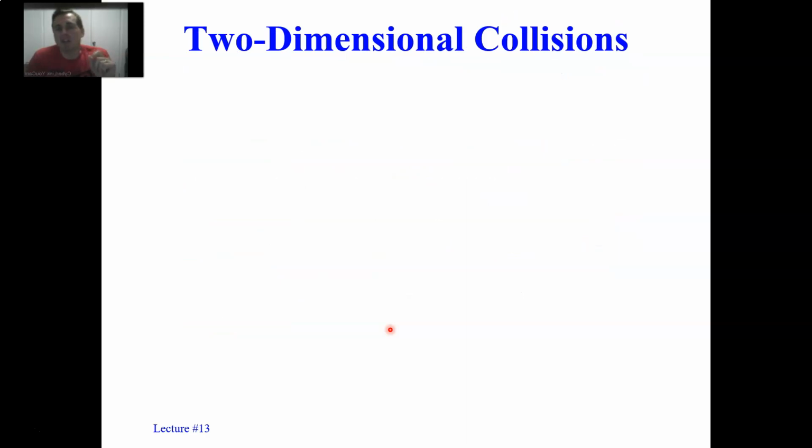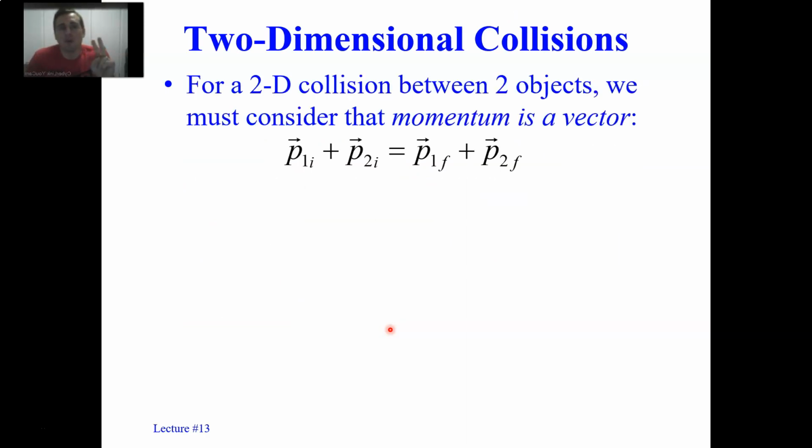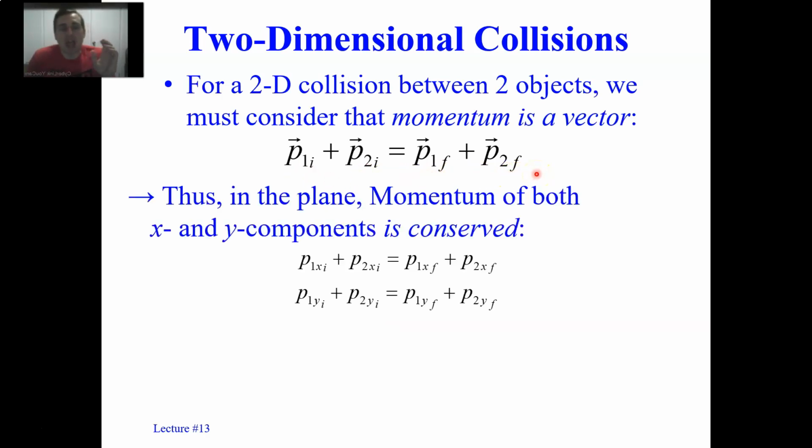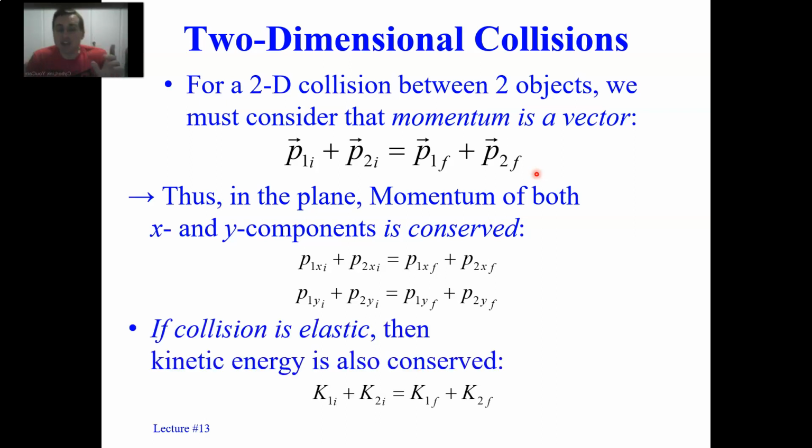How about when collisions are two-dimensional? When they're two-dimensional, the momentum is a vector, so it has both an x and a y component. Those are both conserved. Now, by the way, those are both conserved in both elastic and inelastic collisions. If additionally the collision is elastic, then the kinetic energy is also conserved.